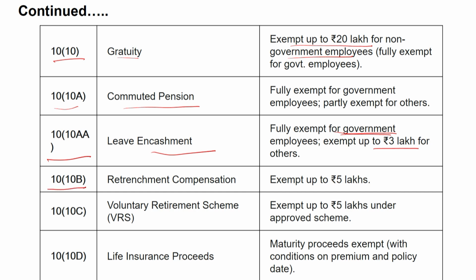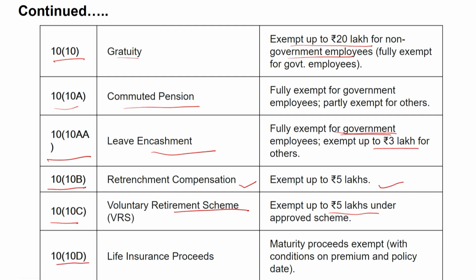After that, section 10B is there, which is for the retrenchment compensation. It is exempted up to rupees 5 lakh. Then section 10 subsection 10C, voluntary retirement scheme. Under this scheme, if any employee receives an amount of rupees 5 lakh, then the amount will be exempted at the time of calculating their total taxes and taxable income in the particular year.